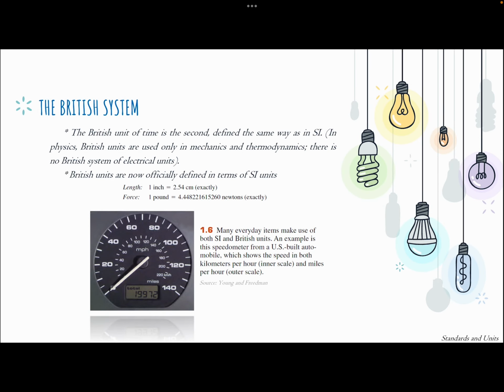So, in addition to SI, another system of units is the British system. So, the unit of time in British system is just the same with SI, which is seconds. But for other units, iba na. Like the units of length, sa British system, we use inches. Okay, and these are some British units that are now officially defined in terms of SI units.